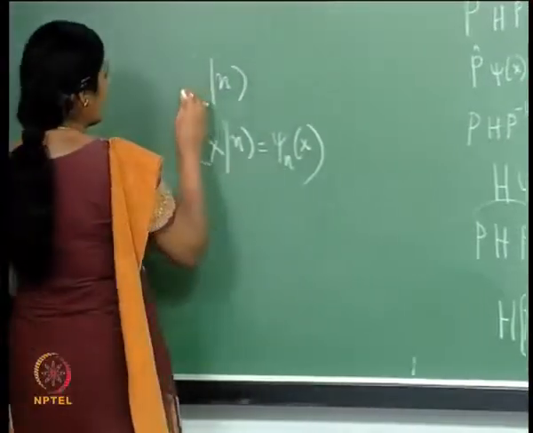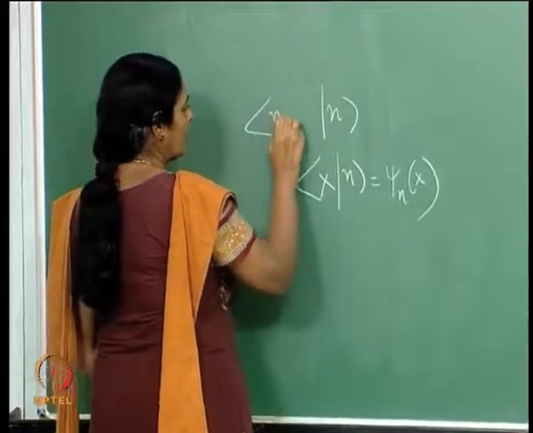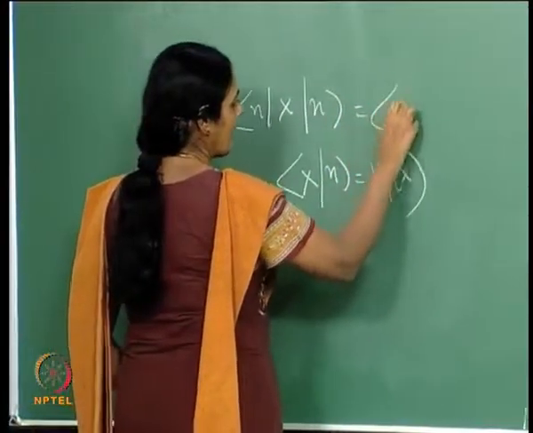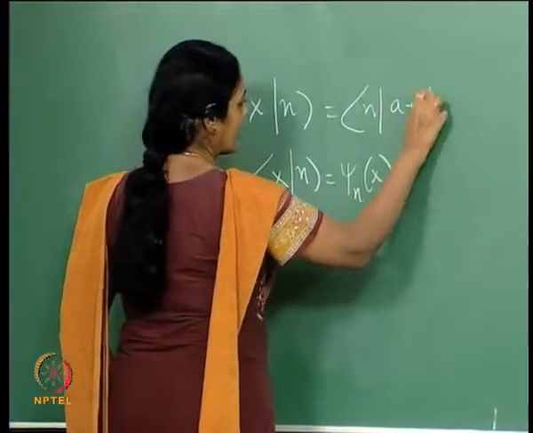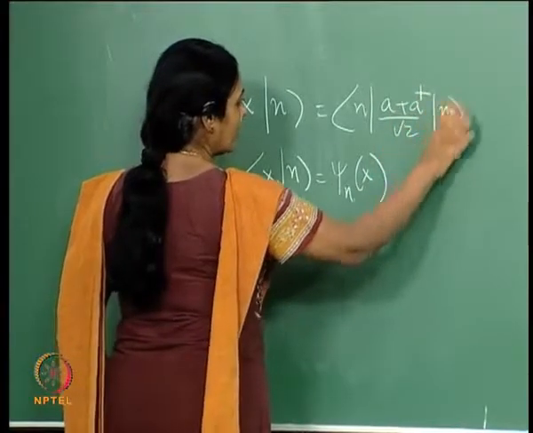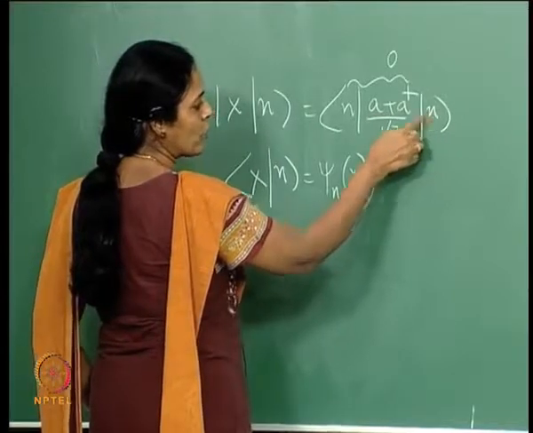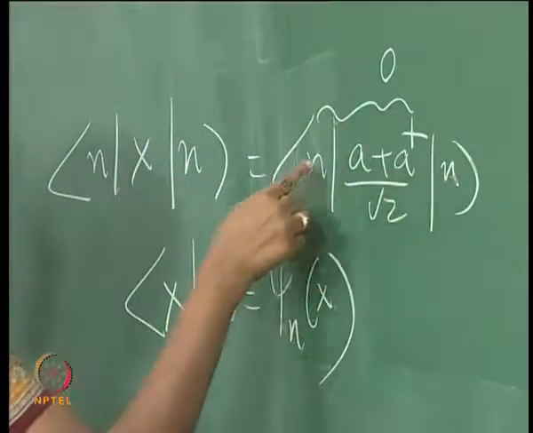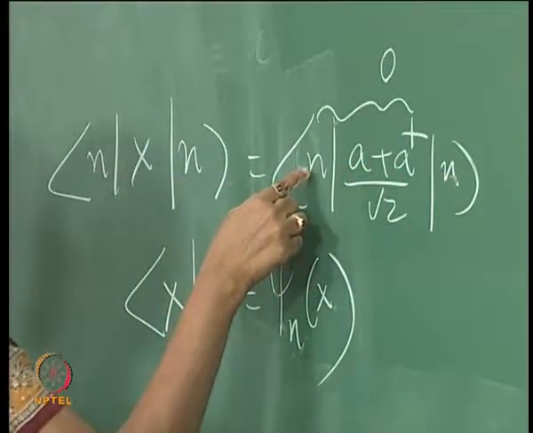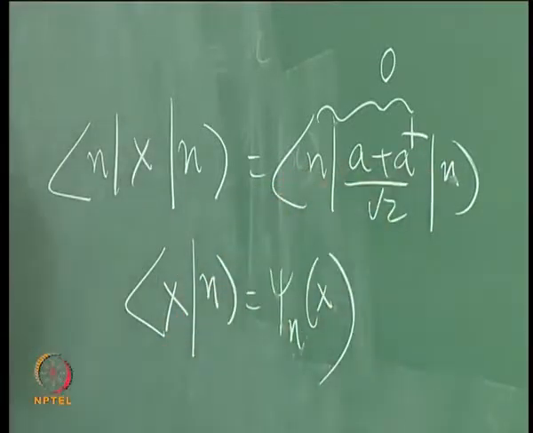Whatever it is, an equation like the expectation value of x is bra n, a plus a dagger by root 2, ket n. This turned out to be 0 because a dagger was a raising operator and took n to n plus 1, and I had the fact that all the kets are orthogonal to each other.